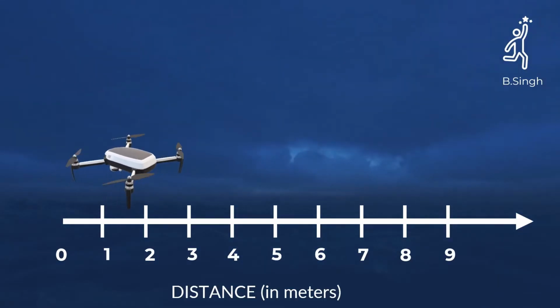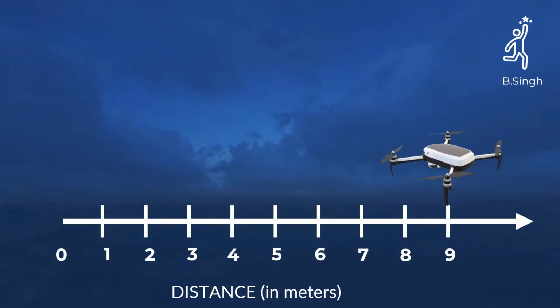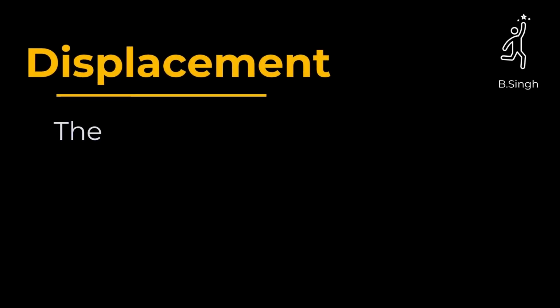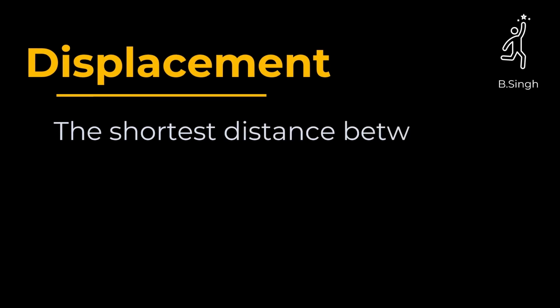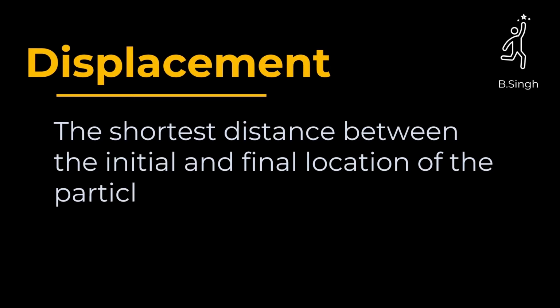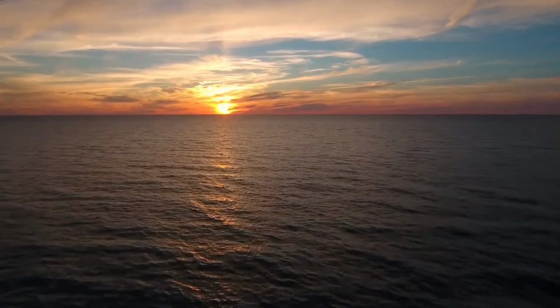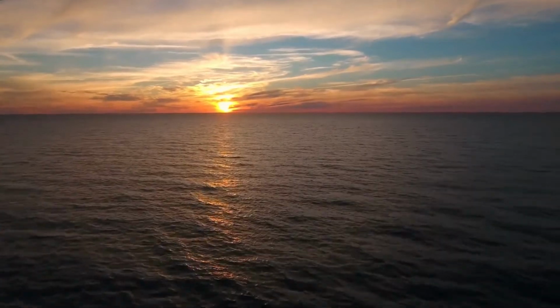Now let's understand how displacement is different from distance in these given cases. Let's first define displacement. Displacement can be defined as the shortest distance between initial and final location. It can be positive, negative, and even zero. Let's understand it by our drone example.